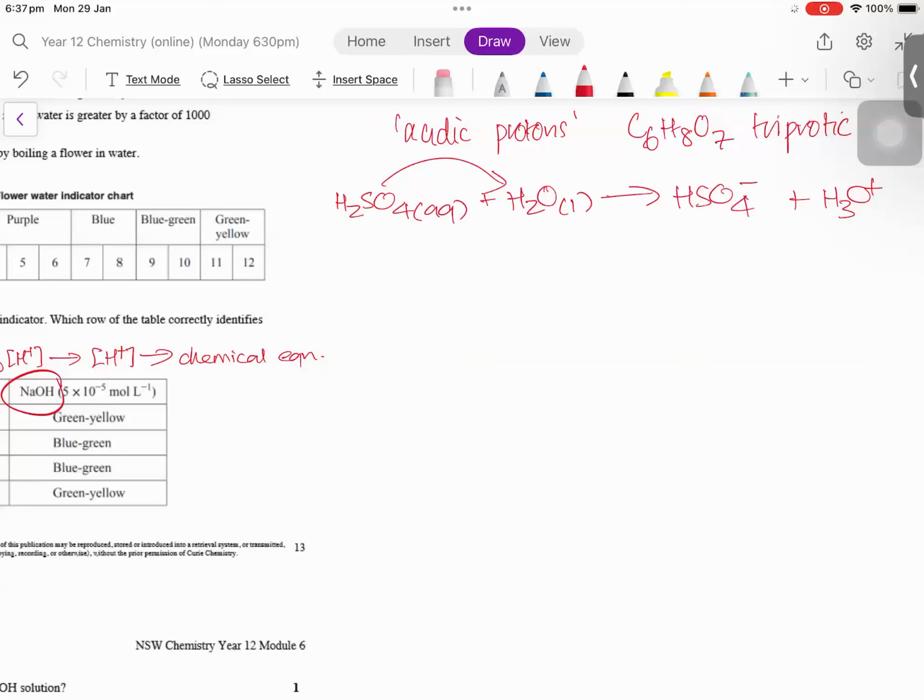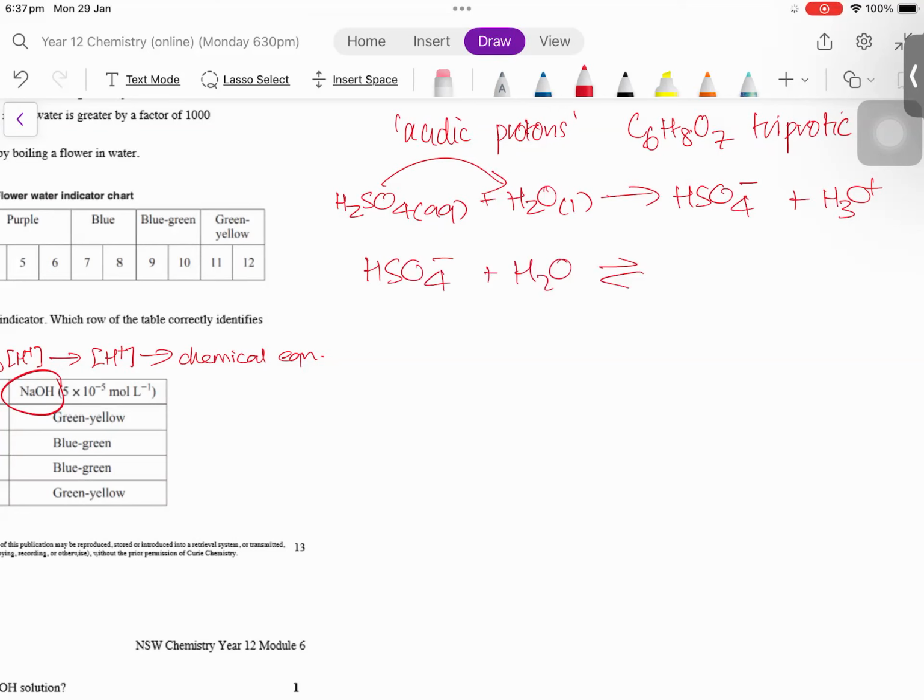When you're writing your dissociation equations, you write it for one proton at a time. So because sulfuric acid can release a second proton, you write a second equation. So HSO4 minus plus H2O. This time you use a double arrow when it releases the second one.